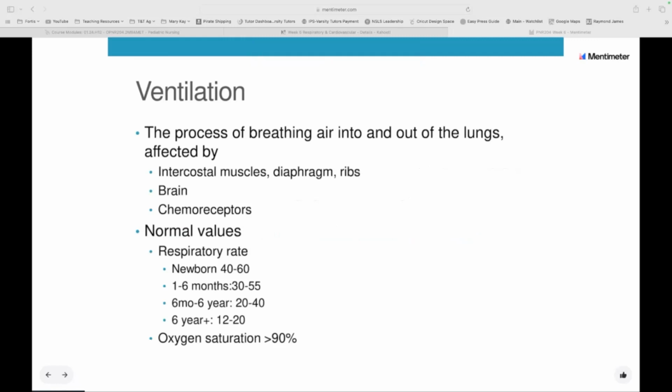So when we start with the respiratory system, we obviously have to talk about ventilation. And that is the process of breathing air in and out of our lungs. It's going to be affected by our musculature, our intercostal muscles, our diaphragm, our ribs, also going to be influenced by the receptors that stimulate our breathing and the responses that we get from our brain.